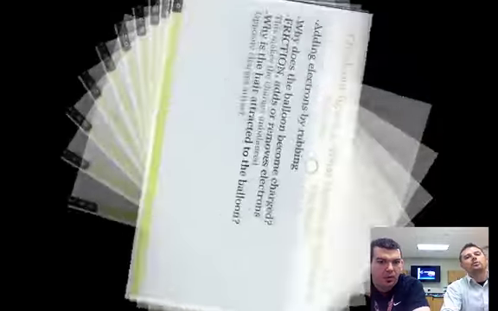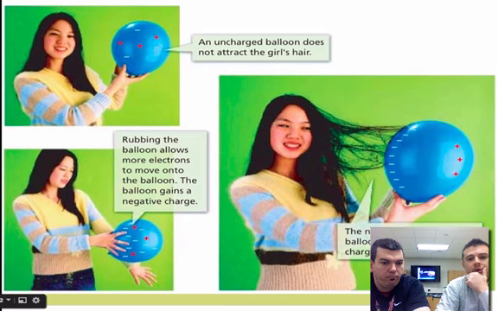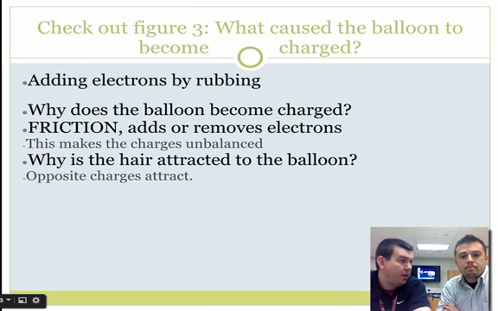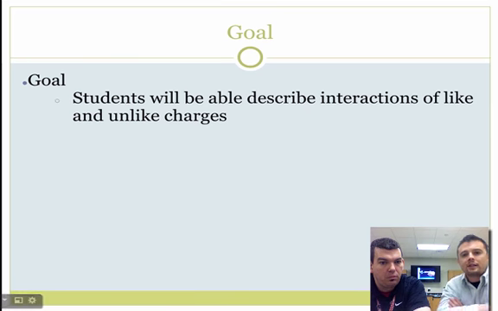So when we're looking at that whole design, we're adding electrons by rubbing. The balloon becomes charged because of friction, and that's a science word for rubbing things together. It adds or removes electrons. That hair is attracted to the balloon. You can see in this picture, the hair is attracted to the balloon because the balloon has a negative charge, and the hair doesn't have a charge at all. Or a positive charge. Right, or a positive charge. Very good.